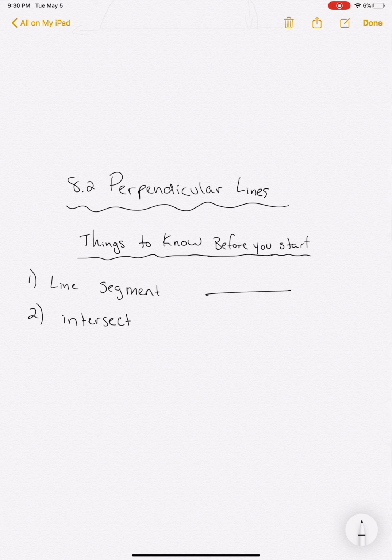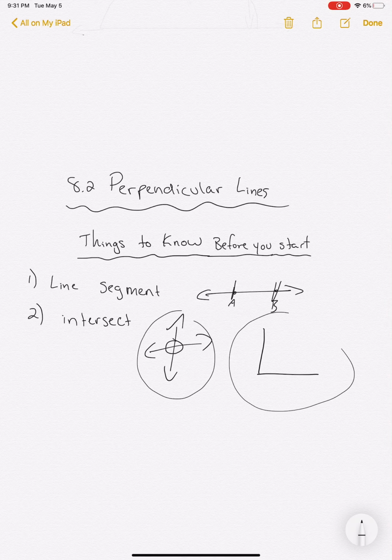So line segment, really straightforward. You've got a line, so you've got point A, point B, and this would be your line segment. Pretty straightforward, just a section of a line. An intersect is where two lines meet. So it could be like that, and your intersect would be right here. It could even be like this, where two lines just meet. So this is going to be an important one: it's where two lines cross or where two lines meet.